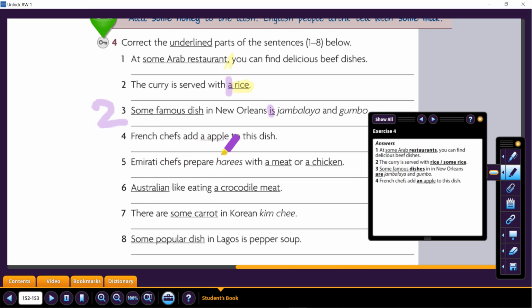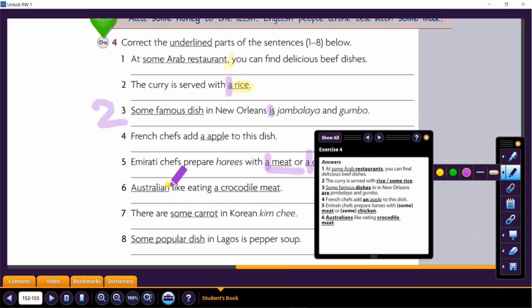Emirati chefs prepare haris with a meat or a chicken? What do you think? First of all, a meat. Is meat countable? Can we say one meat, two meats, three meats, four meats, or what? Yes, meat is uncountable, so no need to add a; also chicken. So you can solve it by saying Emirati chefs prepare haris with meat and chicken, or with some meat and some chicken.